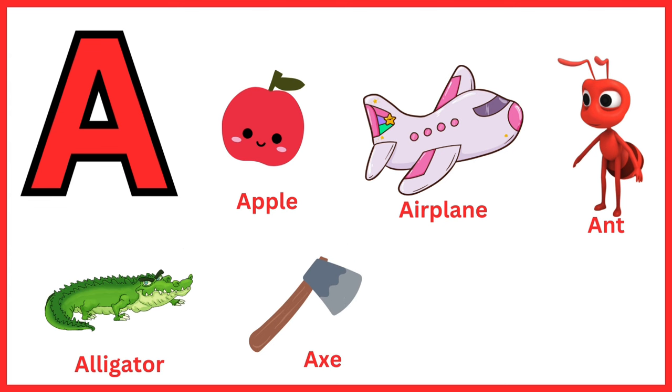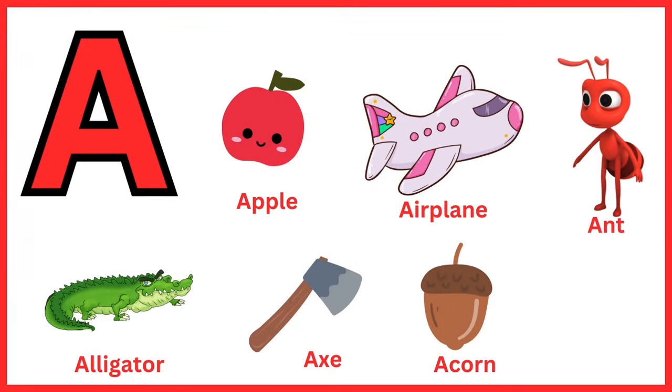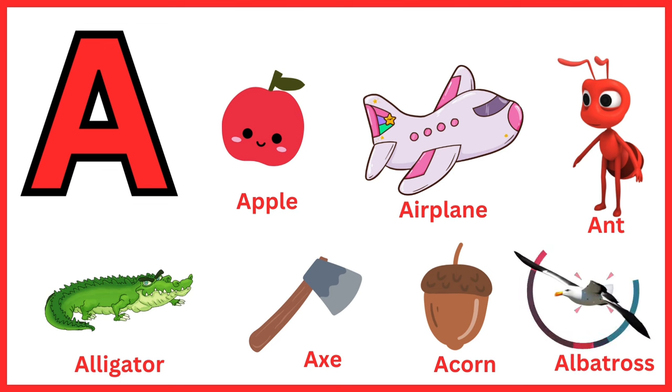Axe. A is for axe. Acorn. A is for acorn. Albatross. A is for albatross.